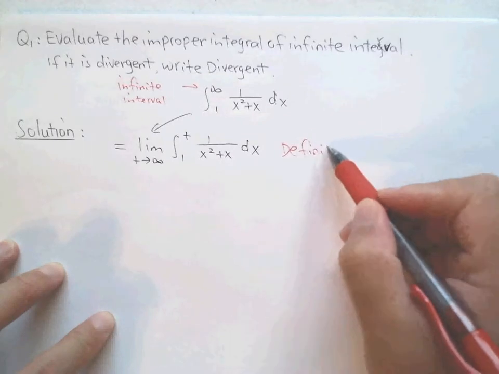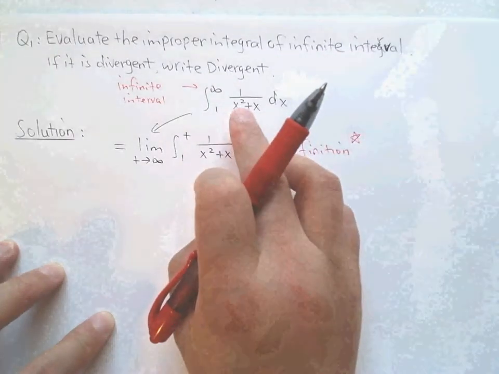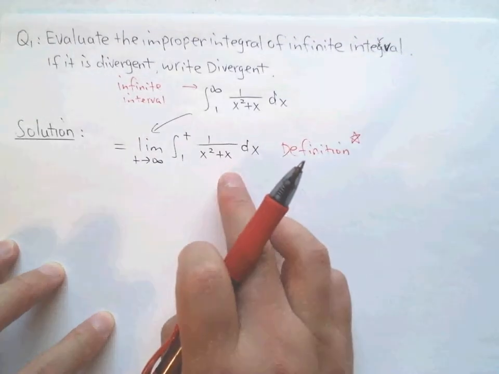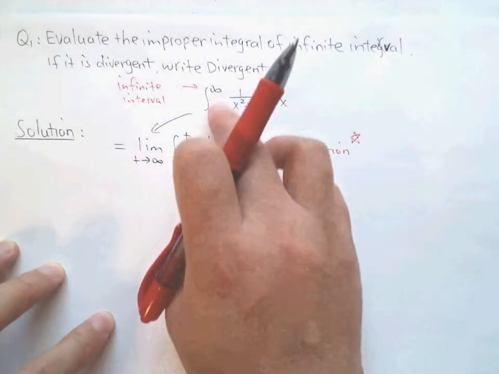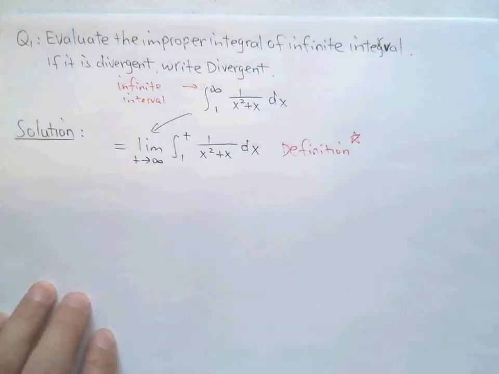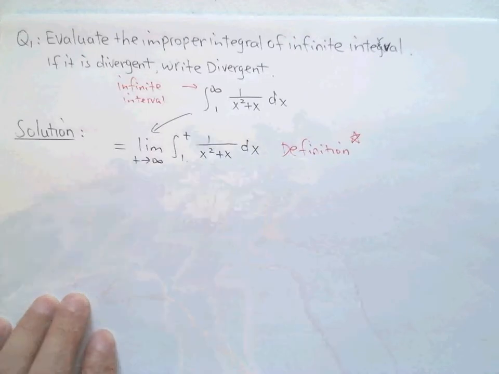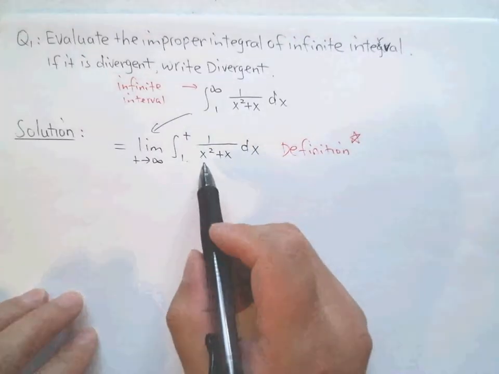Okay, this is important, everyone. When you do this improper integral, you have to show the definition. Otherwise, no one understands what it means. Now this is easy. What are we going to do? Find the integral, and then take a limit. Two steps. The first step is to find the integral.